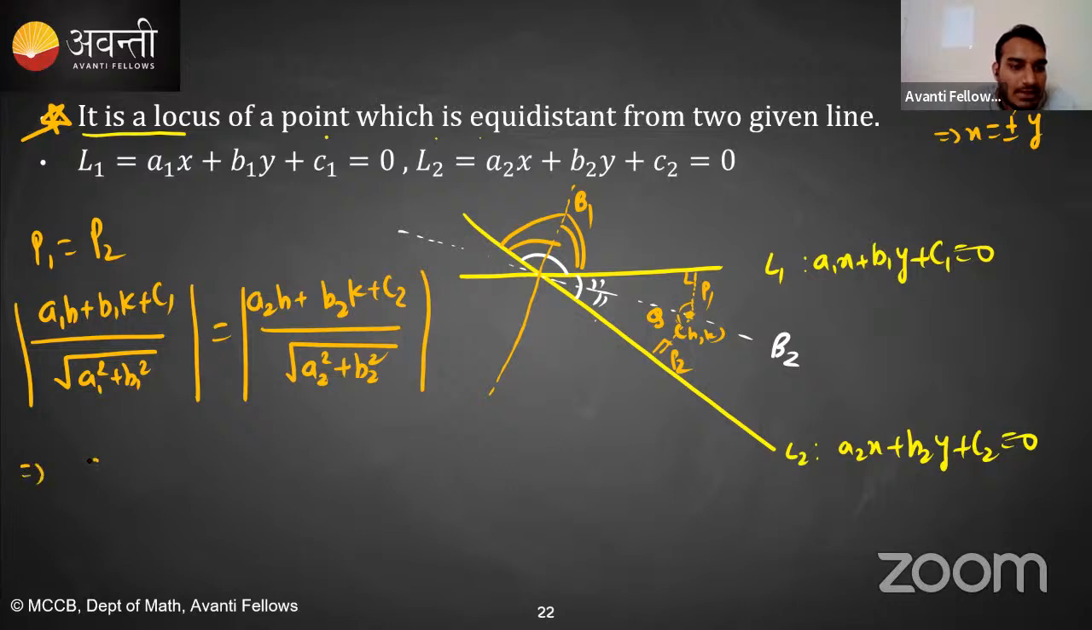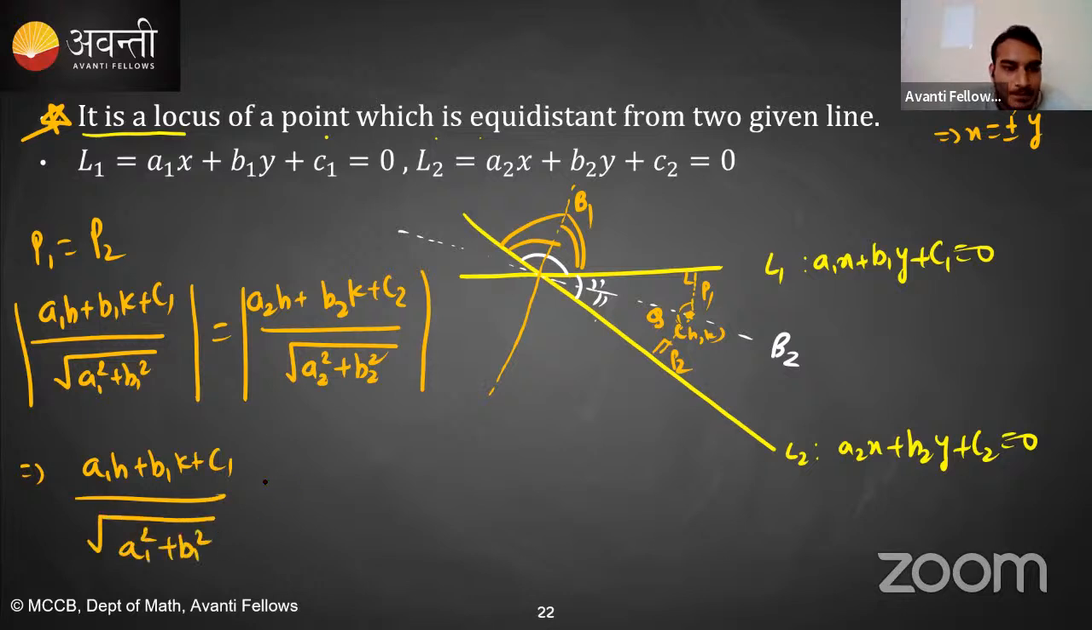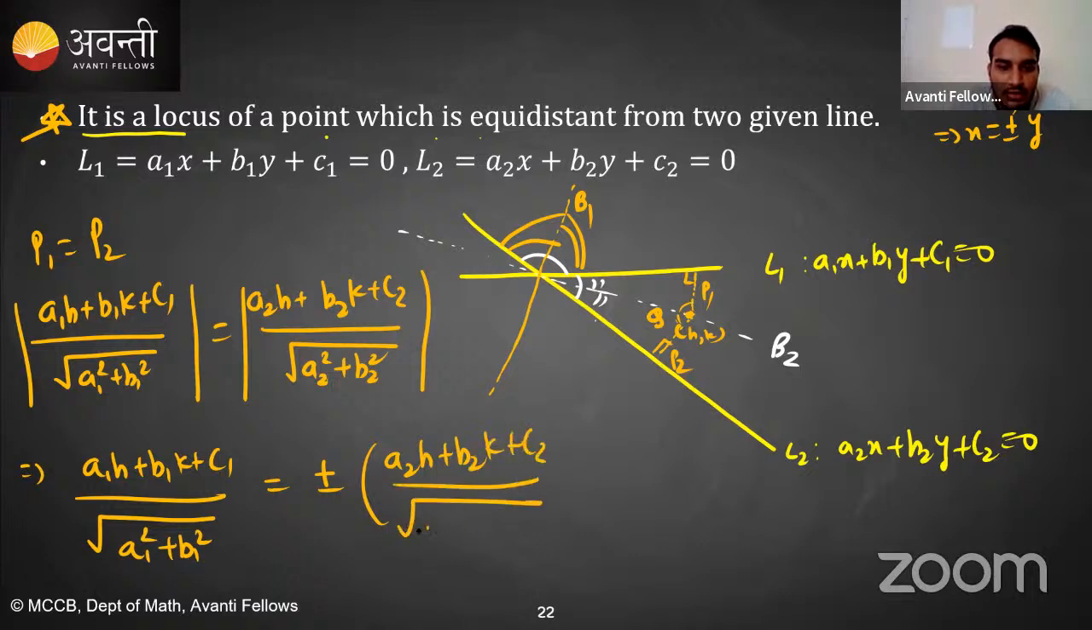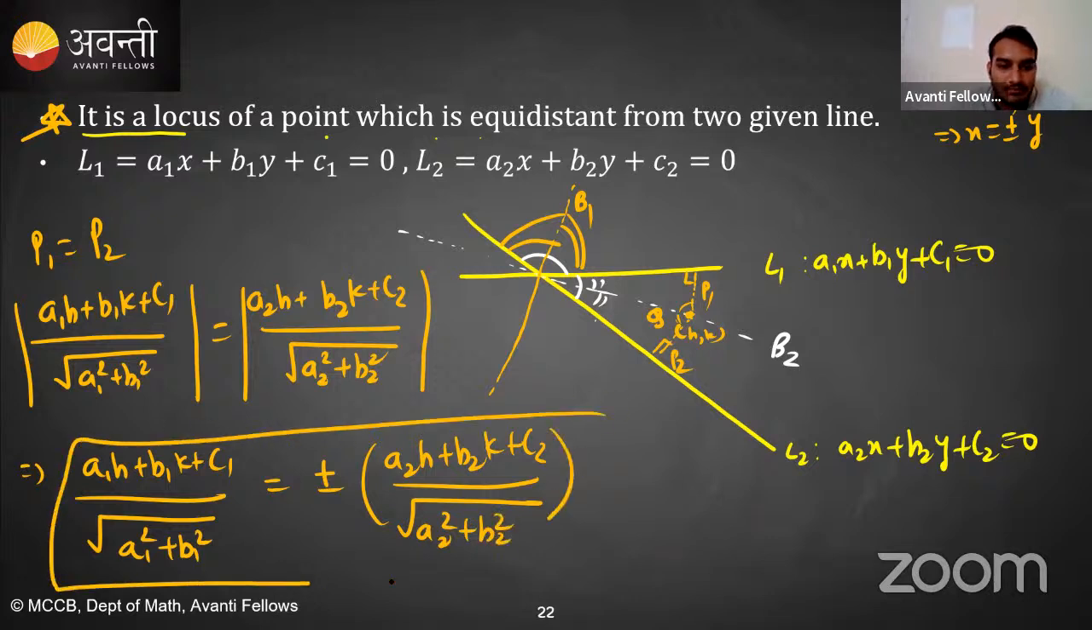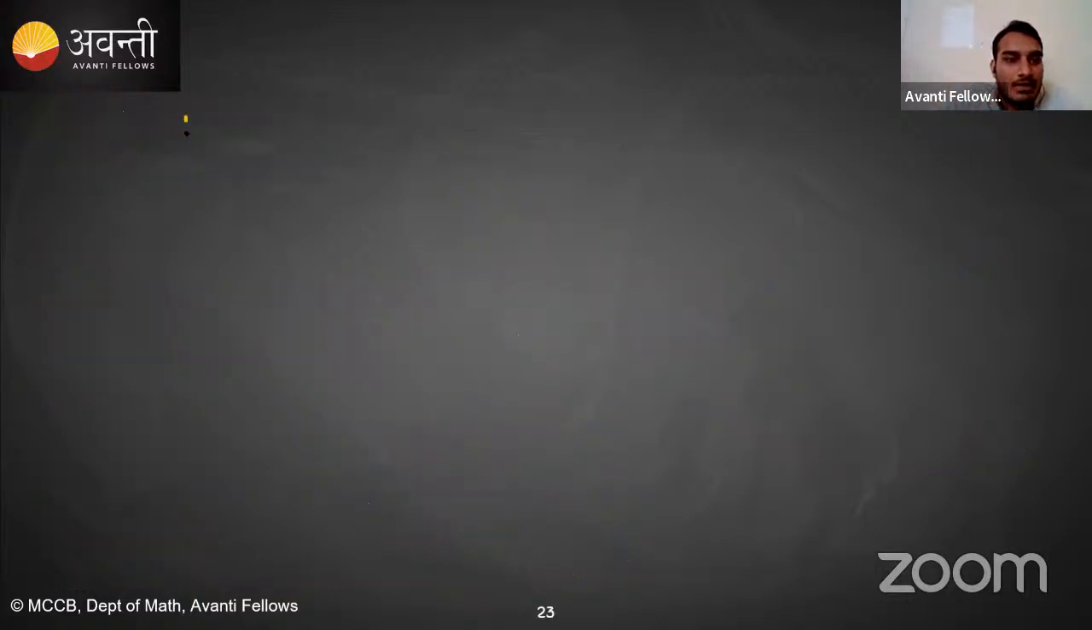So similarly, what you will get? A1H plus B1K plus C1 upon under root of A1 square plus B1 square is equal to plus minus A2H plus B2K plus C2 upon under root of A2 square plus B2 square, right? This is the locus. So the locus has come. Now after finding the locus, what did we used to do? Replace H with X and K with Y. Simple.